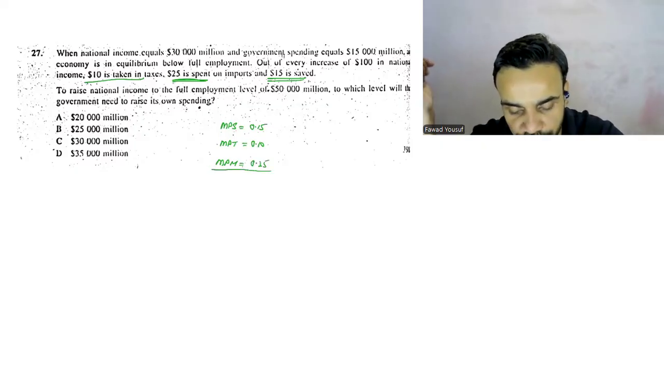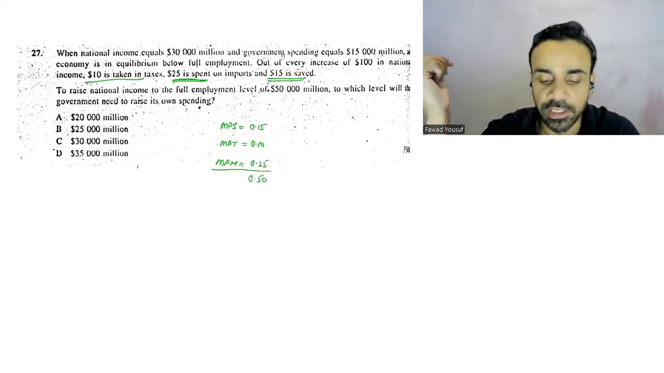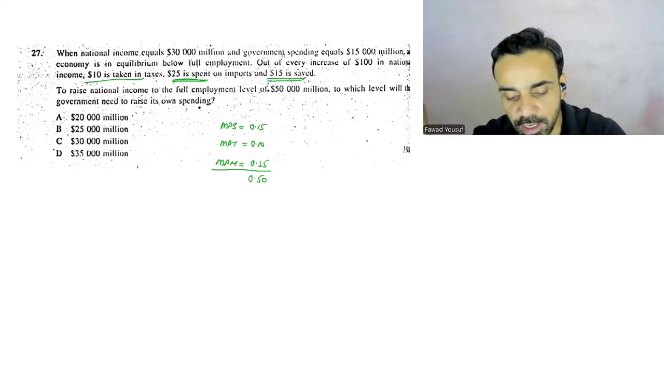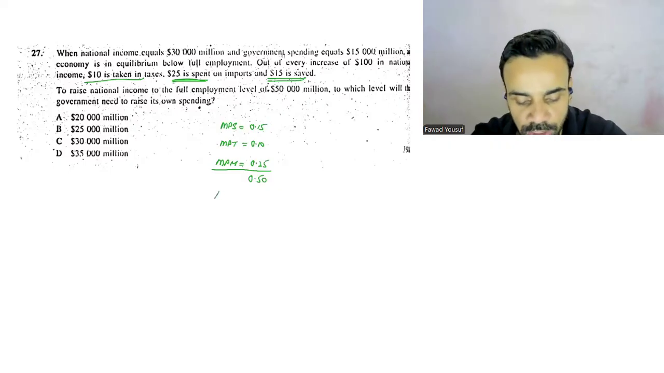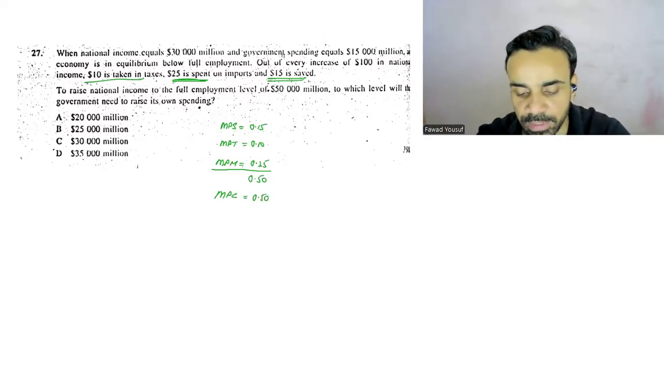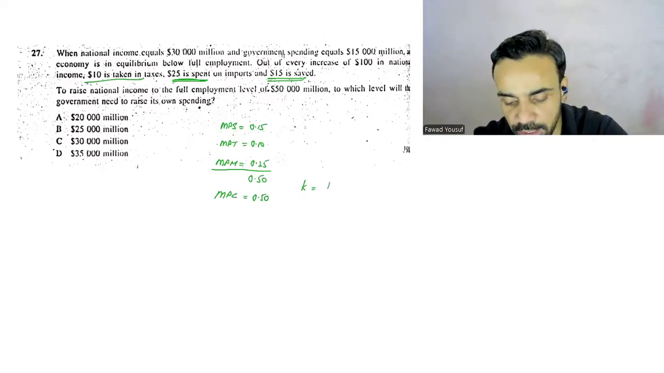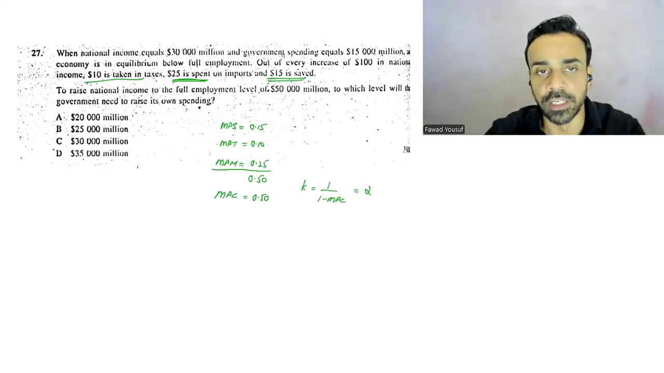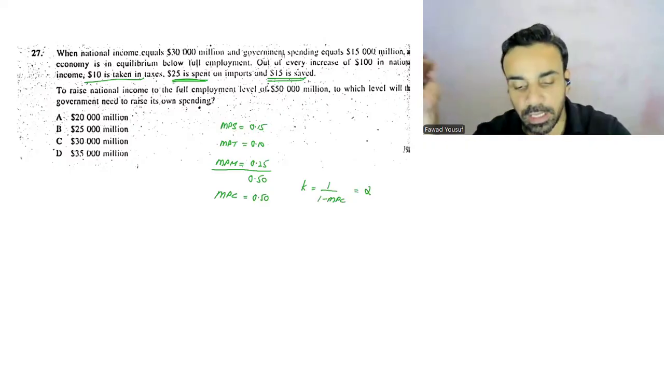So all these withdrawals, if you add them up, is 0.5 of every dollar. So that means 1 minus all the withdrawals, your MPC is also 0.50. आप इससे multiplier निकाल सकते हैं. K divided by 1 minus MPC, which will be 2. Multiplier, we figured it out. Okay? Full employment level is 50.